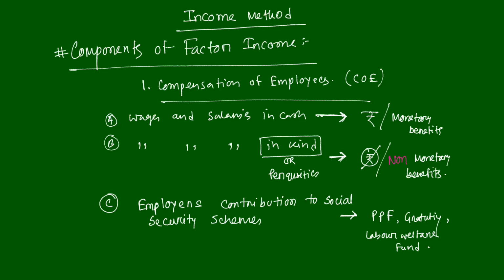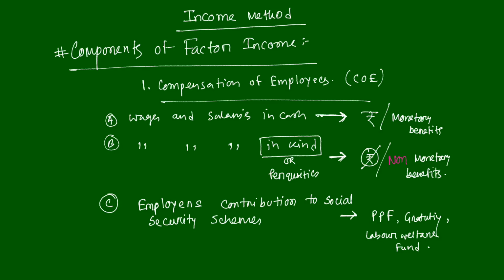Hello students, in our previous class we already discussed components of factor income. Under this we discuss 4 important points. Out of those 4 points, 1 point was already discussed in our previous class, that is compensation of employees. Under compensation of employees, 3 major points are there: wages and salaries in cash, wages and salaries in kind, that is perquisites, and employees' contribution to social security scheme.